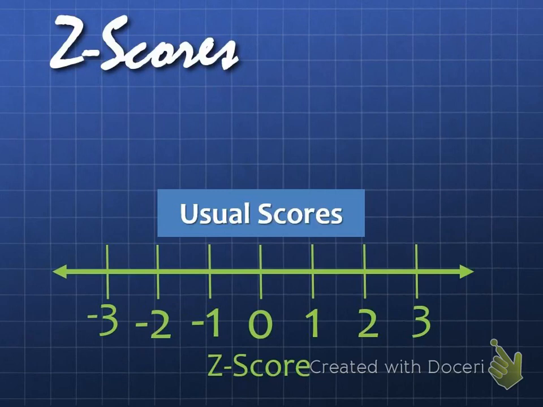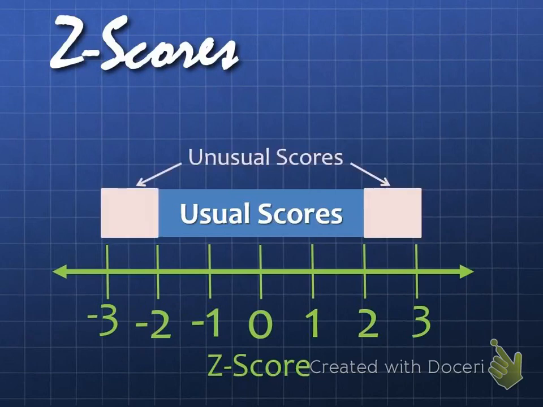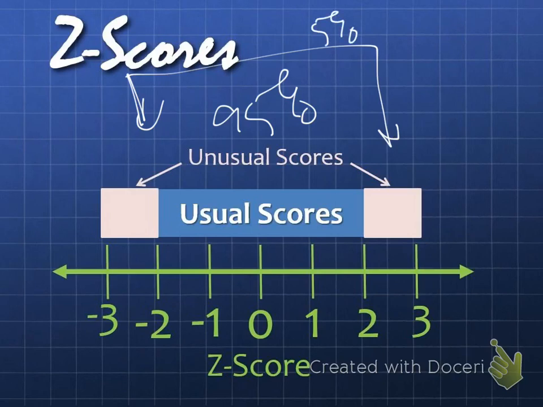So within two standard deviations is pretty usual, right? Those are your usual scores, right? Anything on the outside of two standard deviations really starts to become unusual, right? You're talking about 95% of the data pieces lie in between here. Only 5% lie outside here. 5% is not very high, right? So finding a data piece that sits out there is kind of unusual.